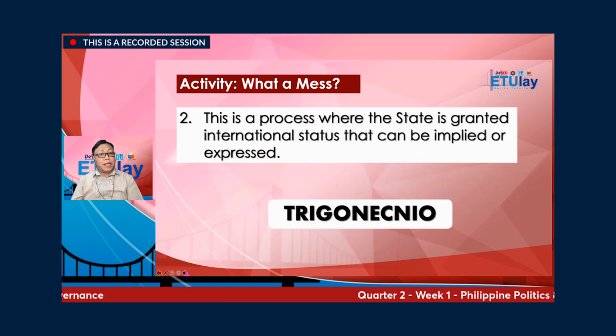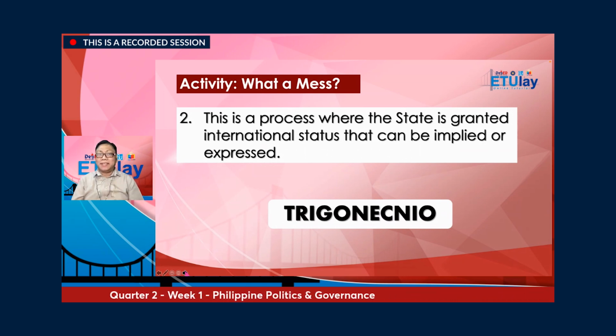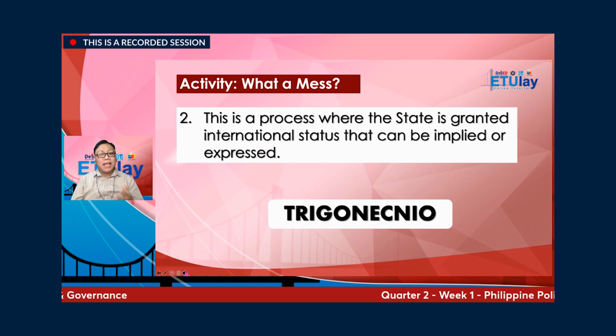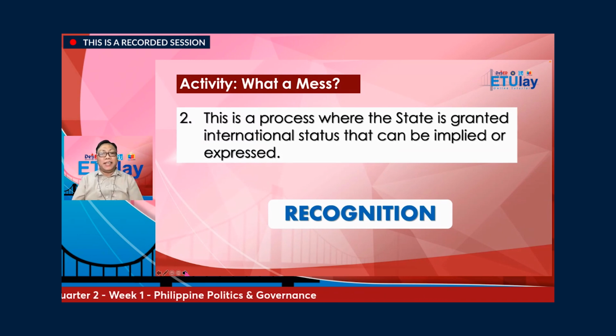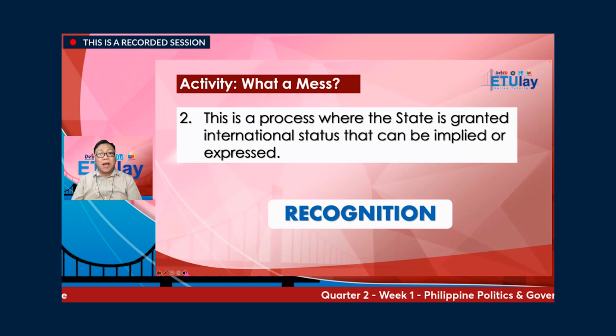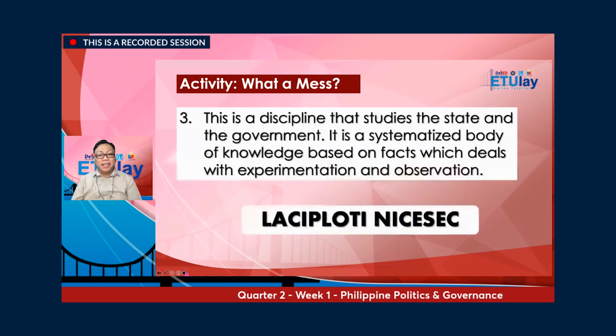Next, this is the process where the state is granted international status that can be implied or expressed. Do you know this one? Okay, the answer is recognition. Recognition is the process where the state is granted international status that can be implied or expressed. In short, this is one of the elements of a state.